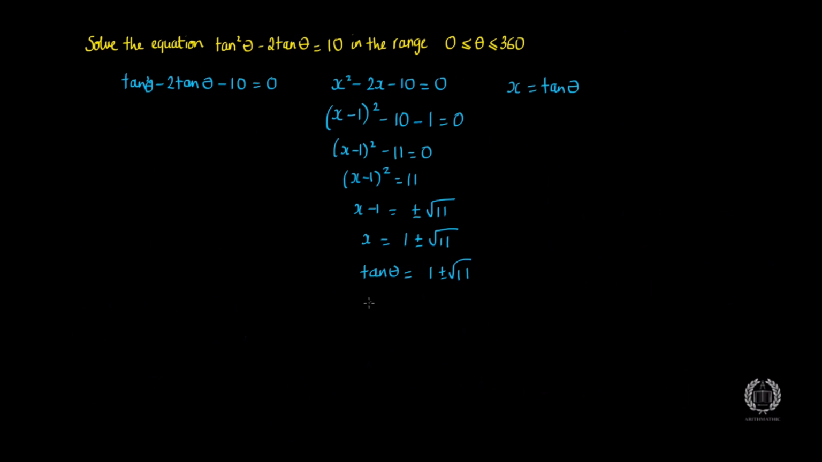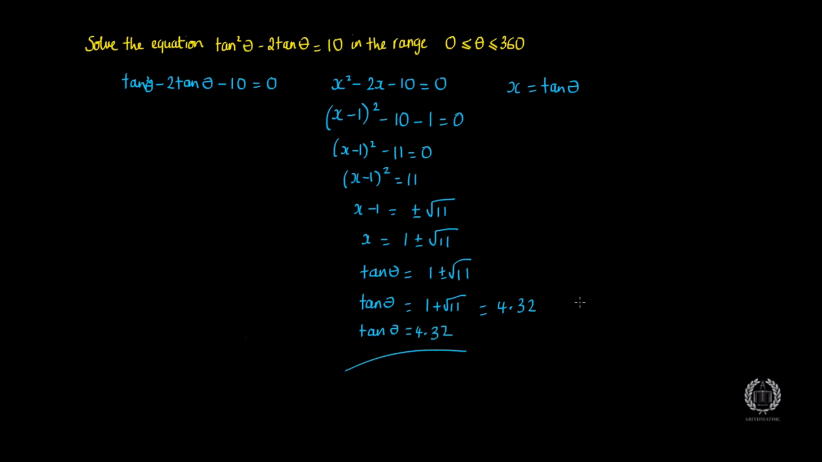And now we have two solutions. So we have tan theta equals 1 plus square root 11. If you find the answer to that, 1 plus square root 11 is 4.32. Okay, so one of our solutions is tan theta equals 4.32. That's one.